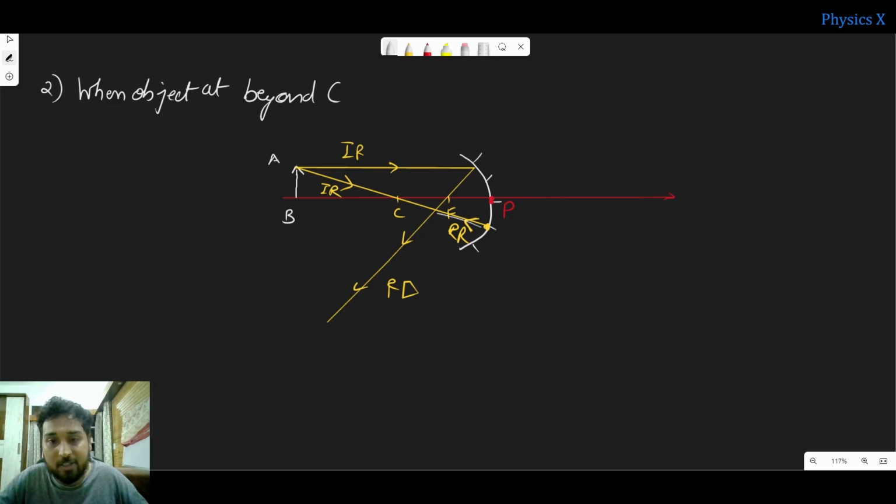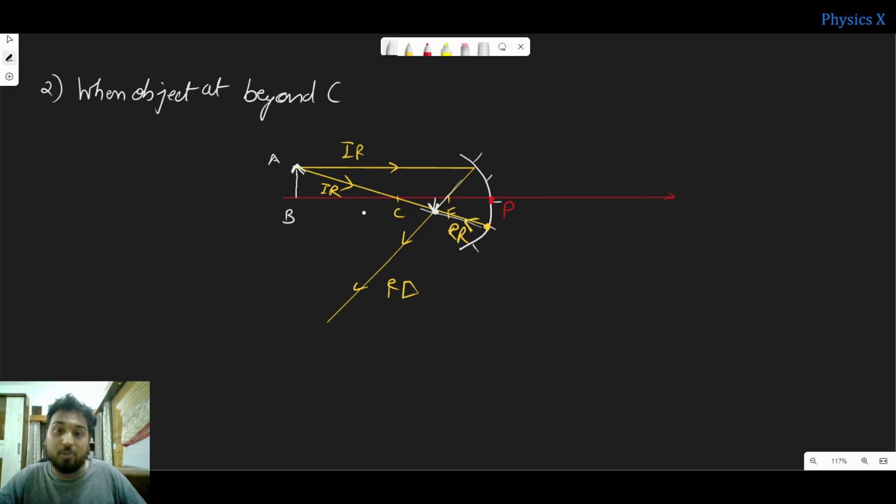This is your reflected ray. This is also a reflected ray. It is meeting at this point. So at this point we emitted two rays of light from the top of this object. So this will obviously be the top of this object. The object will be like this. This is the top.